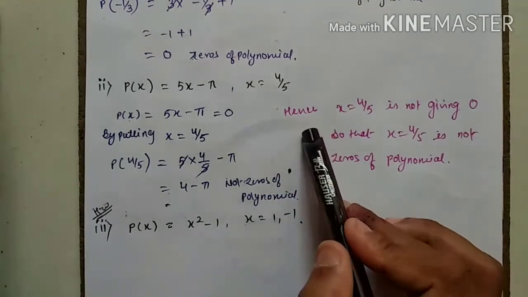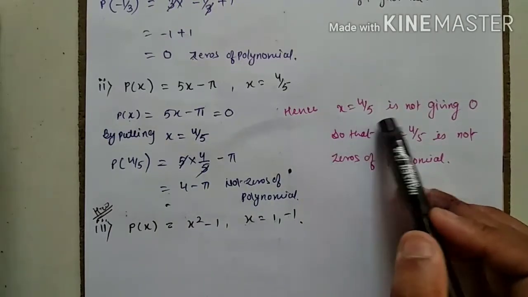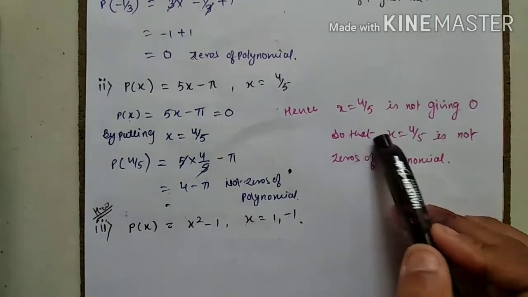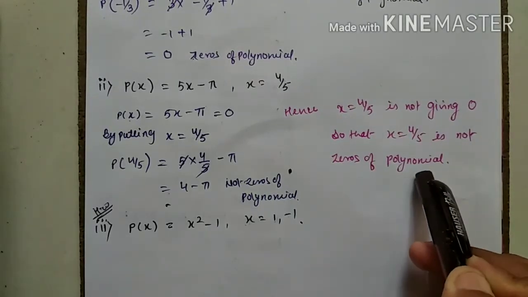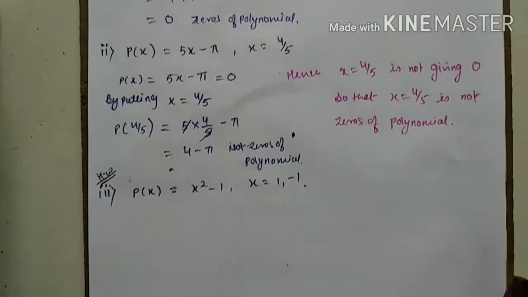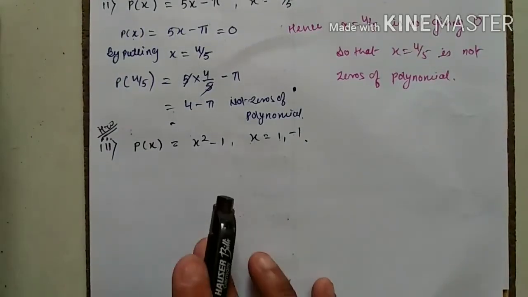So what will you write? Hence, x equals to 4 by 5 is not giving 0, so that x equals to 4 by 5 is not a zero of the polynomial. Is it clear? Third question I am giving you as homework. Try it. You have to solve.